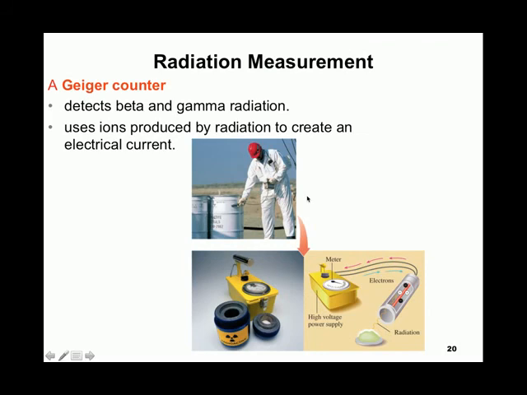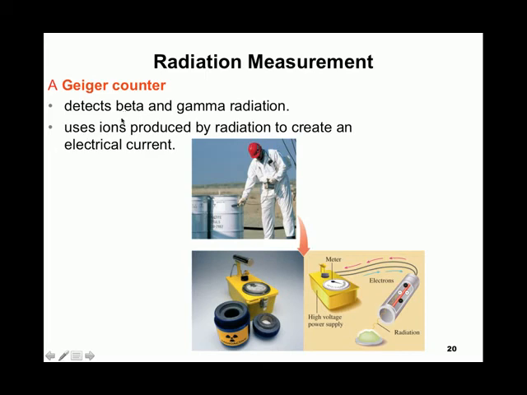Okay, radiation measurement is the next step. You can see here a fellow with a Geiger counter. A Geiger counter was actually created by two fellows, Geiger and Mueller. It used to be called the Geiger-Mueller counter. And it counts beta particles and alpha particles.